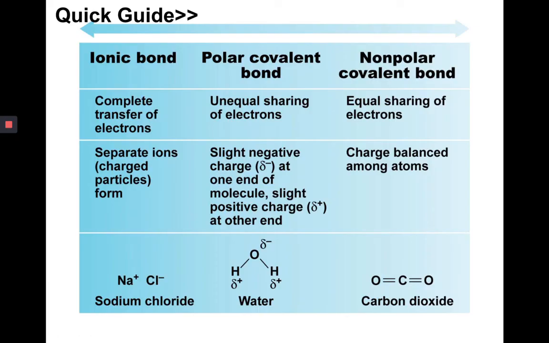Here's a good quick guide for looking at ionic, polar covalent, and nonpolar covalent bonds compared to each other. Remember, ionic bonds transfer electrons to form an anion and a cation. Covalent bonds, we're going to see sharing of electrons, either unequally to form a polar covalent bond or equally to form a nonpolar covalent bond. So take some time, look over this chart. Please let me know if you have any questions.